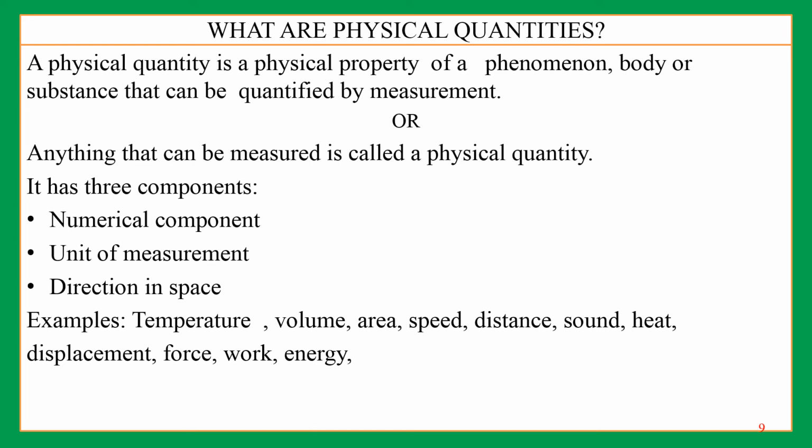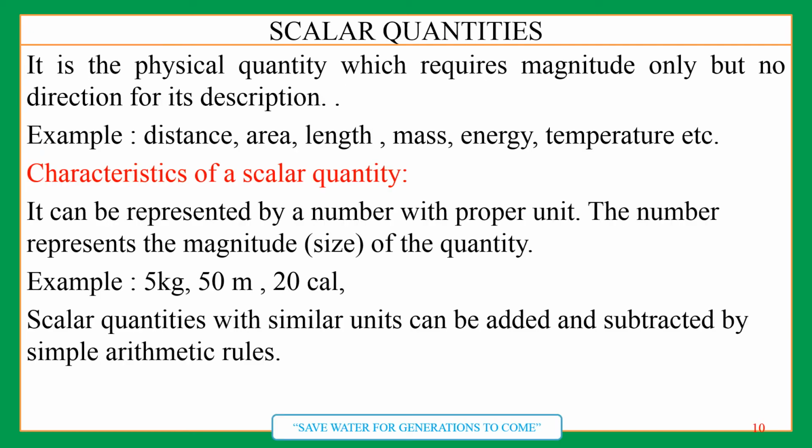Now, what are the types of physical quantities? As I discussed, there are three components, but in some physical quantities two are present and in some all three are present. Physical quantities are of two types. Number one, scalar. The word scalar is from scale; a scale is used to measure things. In simple language, scalar quantities are physical quantities which require magnitude only, but no direction.